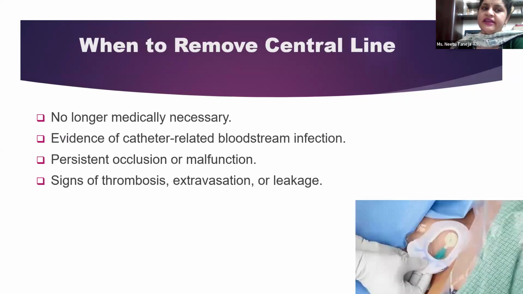When to remove the central line catheters? See, it is whenever it is not medically necessary. That is one indication. If there is evidence of catheter related bloodstream infection, that again is an indication when you need to remove the central line. If there is a persistent occlusion or malfunction, can anybody tell me, if you find any occlusion, can we push the line or should we not?